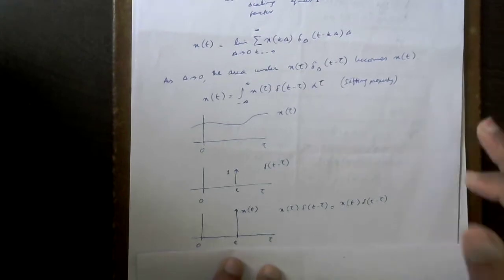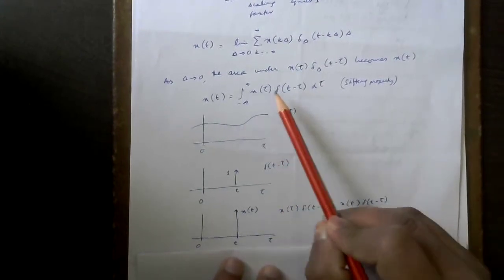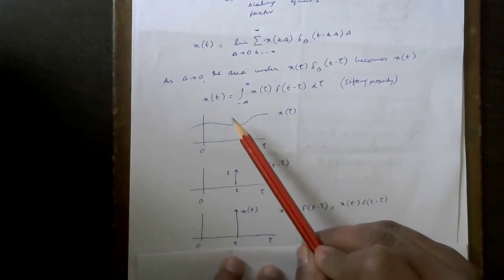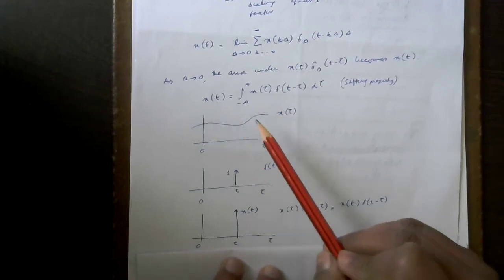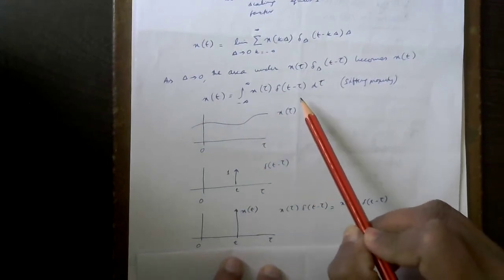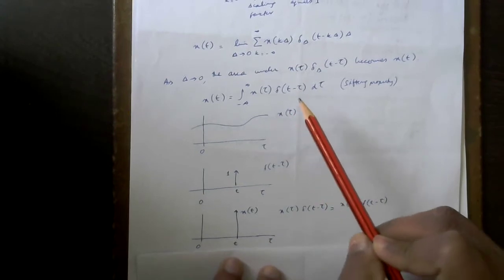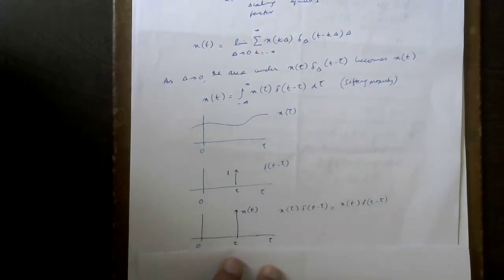So coming back to this equation, this equation is nothing but us expressing x of t as a scaled and shifted combination of delta functions.